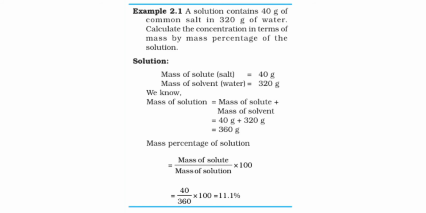Now we know that a solution is made by mixing solute and solvent. So the mass of the solution will be mass of solute plus mass of solvent, that is 40 gram plus 320 gram, which is equal to 360 gram. Now we have to find the concentration in terms of mass by mass percentage of solution. So the formula is mass of solute upon mass of solution into 100. Mass of solute is 40 and mass of solution is 360. So 40 upon 360 into 100, which is equal to 11.1%.